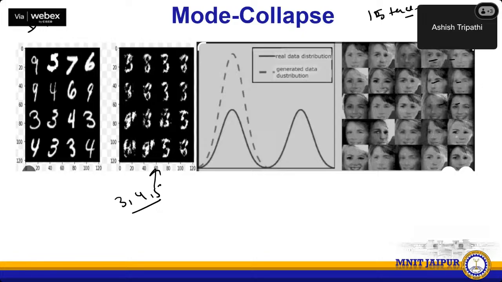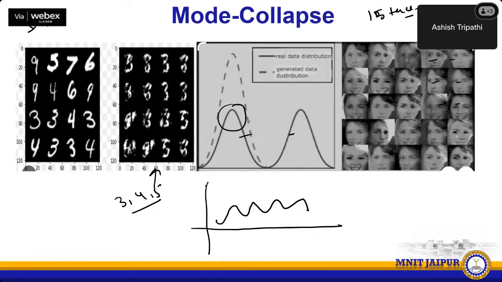And why does this mode collapse problem happen? What is the main problem because of which this happens? For example, the real data distribution is multi-modal. This is called a multi-modal function, where we have multiple peaks. Got it? For example, this is a multi-modal function.